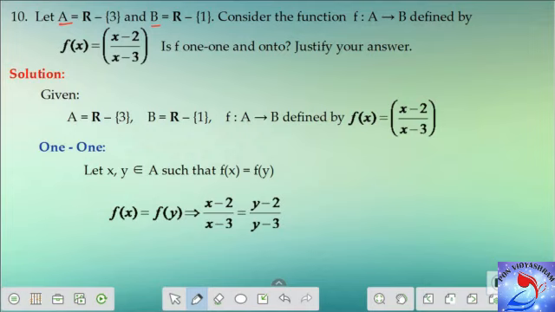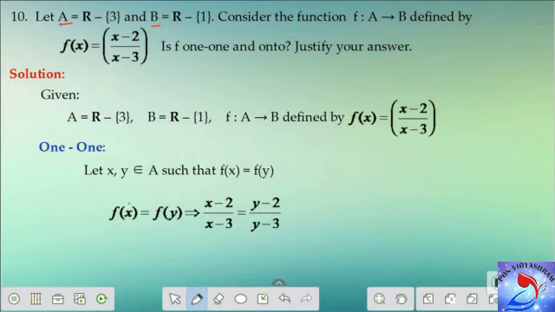So let's get started. Let us write what are our A, B and what is the function given to us. A equal to real numbers minus the element 3, B equal to real numbers minus the element 1, and f is a function defined from A to B by f of x is equal to (x minus 2) by (x minus 3). Now to check for one-to-one, let's take two elements in the set A, that is x and y. So let x and y belong to A such that f of x is equal to f of y. If we say f of x and f of y are equal, it means that (x minus 2) by (x minus 3) equal to (y minus 2) by (y minus 3).